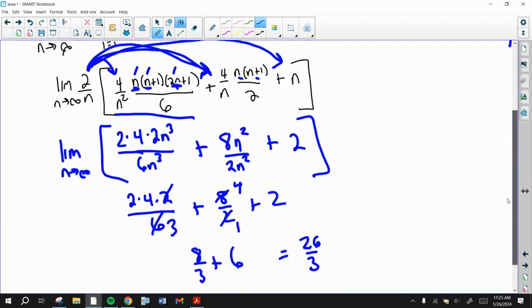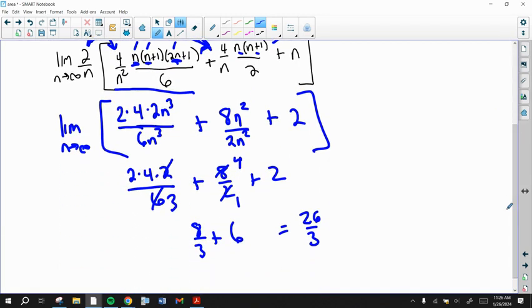That's all you have to do. It takes a little bit to get used to doing this, but once you get used to it, just do a few problems. It's really actually very simple. So that is it.